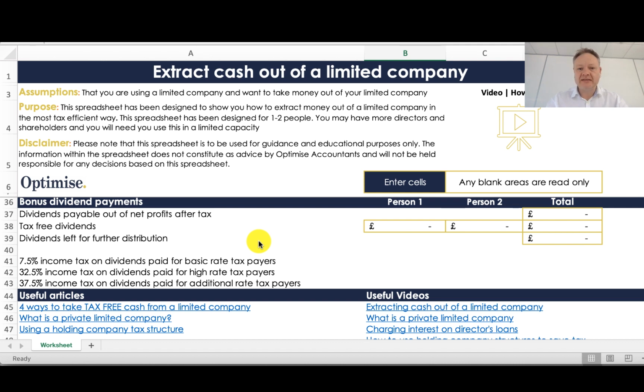Now, it's one thing to be tax efficient using a limited company, but it is an entirely different thing to be tax efficient to get the money back out again.